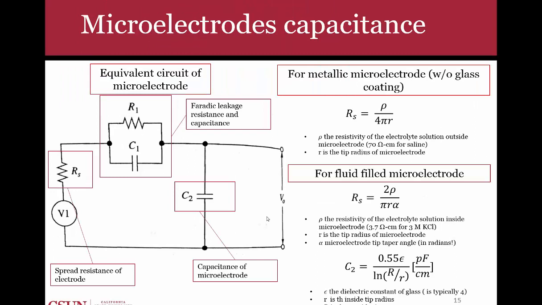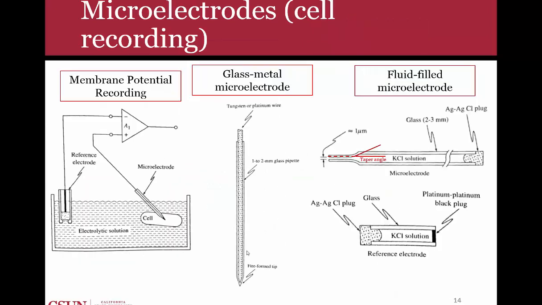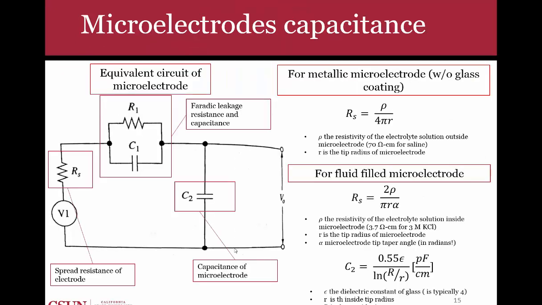Okay, if you wanted to measure RS, the spread resistance of the electrode, you can measure it from the resistivity of the electrolyte solution and the radius of the microelectrode tip. For fluid electrodes, that's here, this is the width of it, or the radius, sorry. For a fluid-filled microelectrode, the resistivity of the electrolyte would matter, and also the taper angle of the microelectrode.